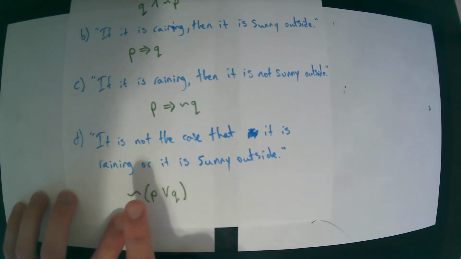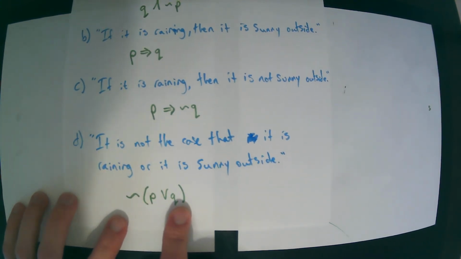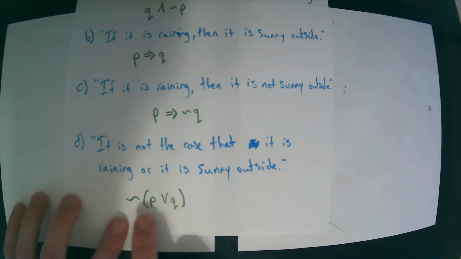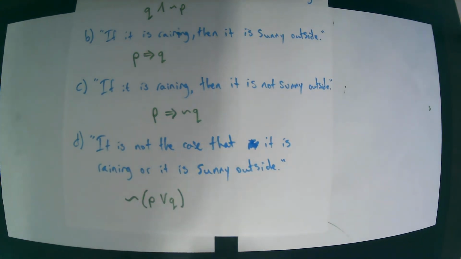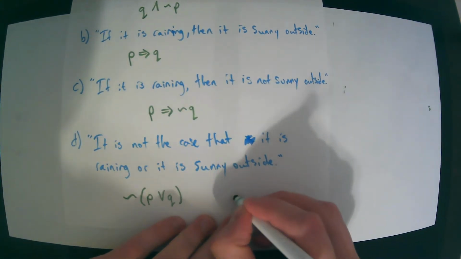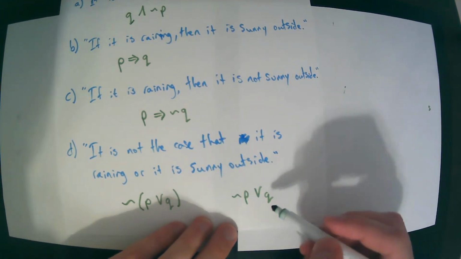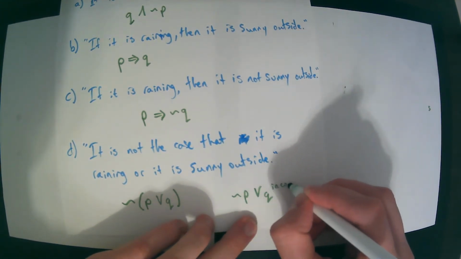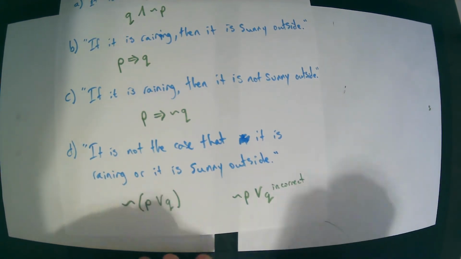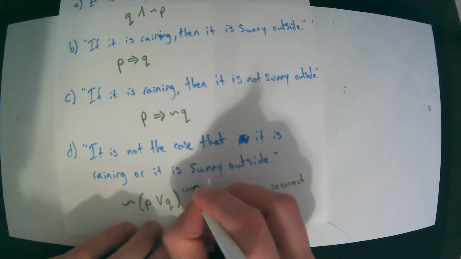So this is read as not, P or Q, which is very different than just saying not P or Q, right? So incorrect answers here would be something like this. This would be incorrect, whereas this would be correct.